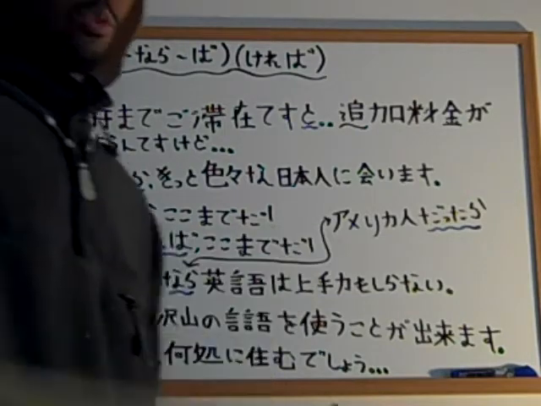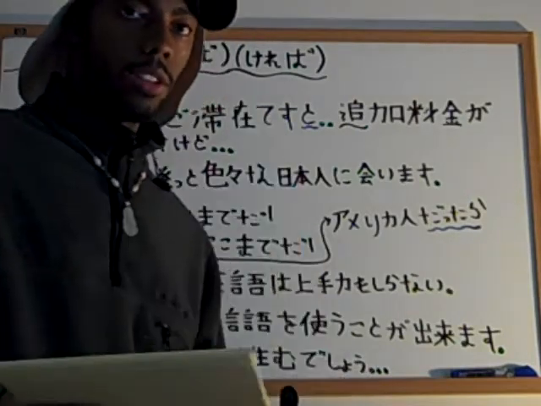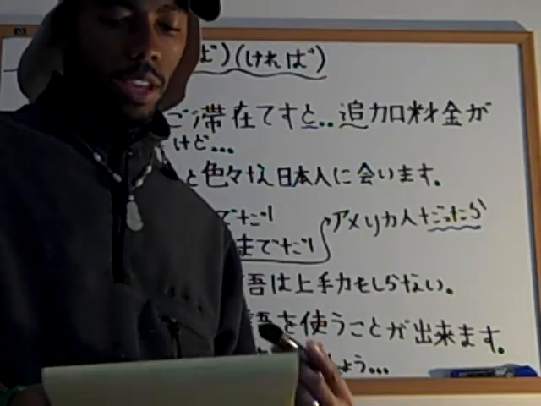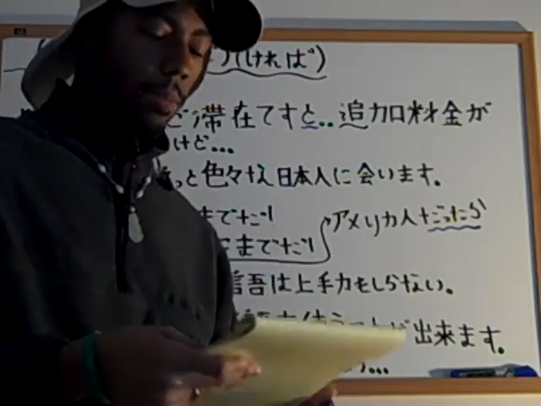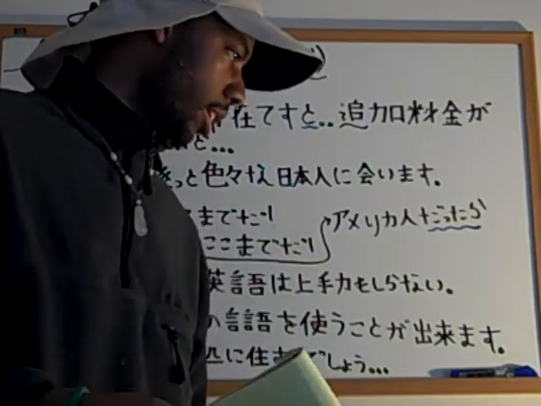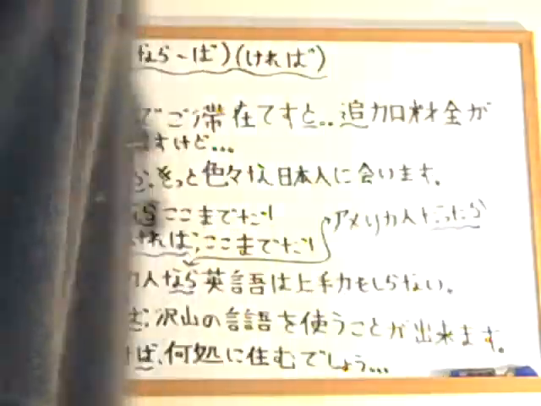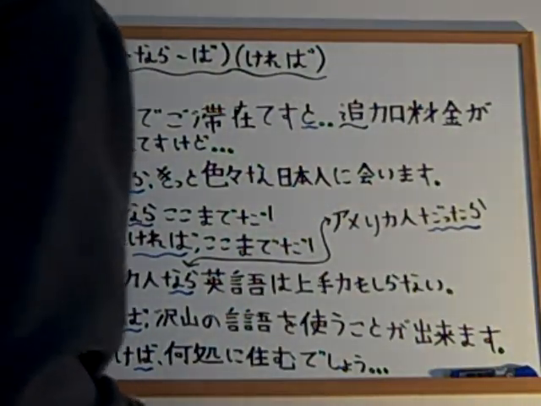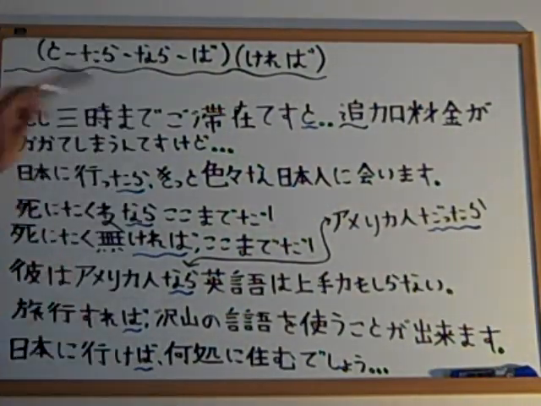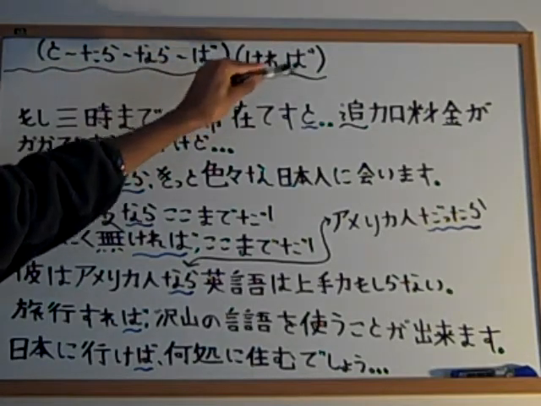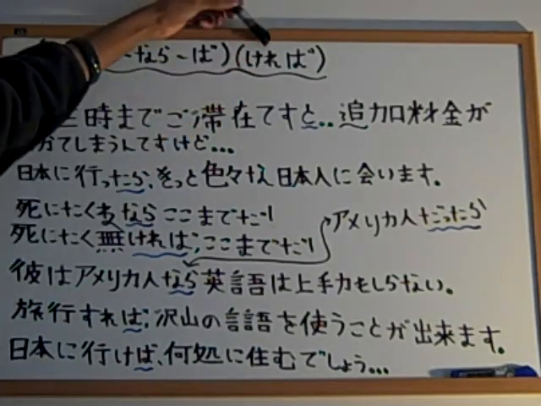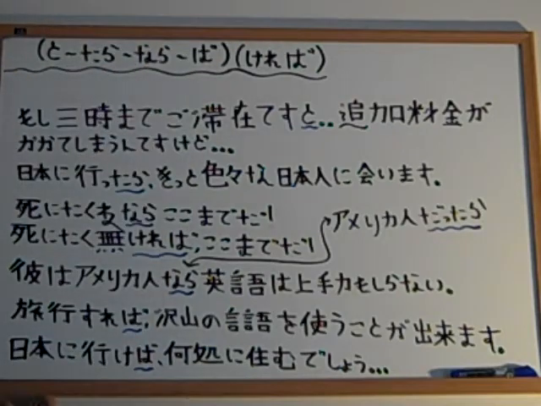Those of you who don't know what conditionals are, they're pretty much like "if." All of these, to, tara, nara, ba, mean "if." So how do we use these in Japanese? You can use to, tara, nara, ba, and kereba. You didn't list kereba there, so this is very important to know as well.